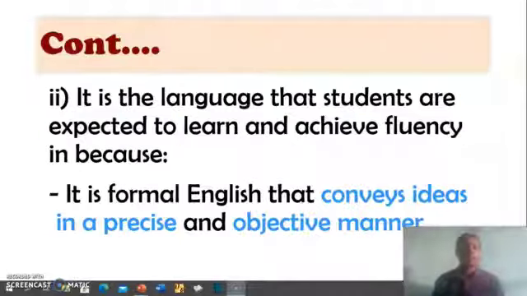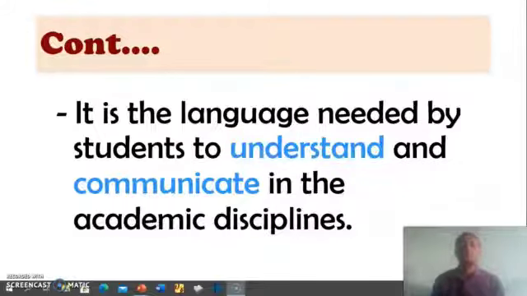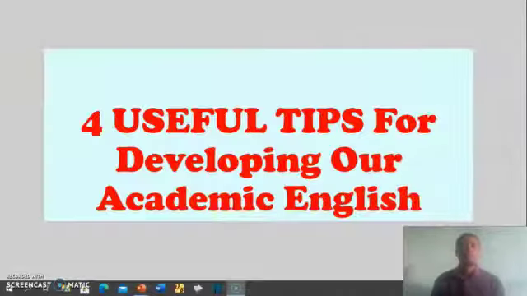Second reason, it is a language that our students are expected to learn and achieve fluency in because of two reasons again. Because it helps you to convey your ideas properly, precisely, and objectively. That is why we are using academic English. Second, it is the language needed by students because it helps you to understand and communicate any ideas in your academic disciplines. So let's get to the four tips I'm going to share with you.